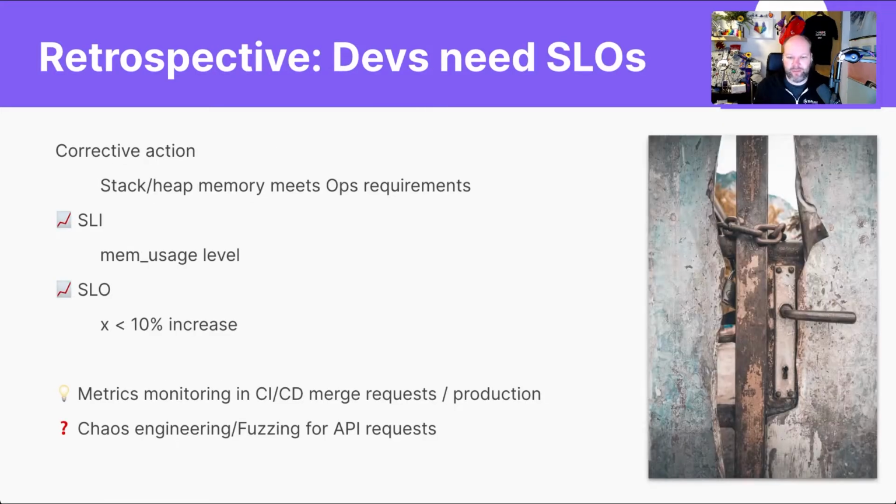And in a retrospective, I really would have loved to have ops requirements being met, like monitoring the stack and heap memory, defining the SLI as the mem usage level and the SLO maybe as a 10% increase throughout the development process in CI/CD merge requests and later on in production deployments. And I was also thinking of maybe using some sort of chaos engineering and fuzzing for API requests.